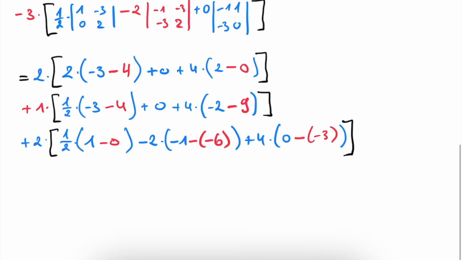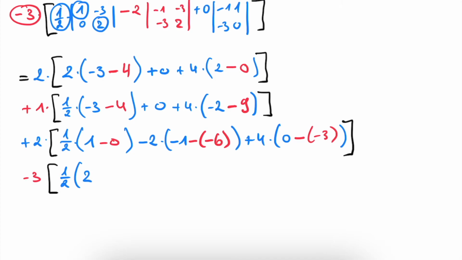and we go to the last one, which is -3 times the sum of these 2 times 2 determinants. So we have minus 3 times, again, don't forget this 1/2 in front of it, 1/2 times the determinant will be 1 times 2, which is 2, minus 0 times minus 3 is 0, so minus 0.